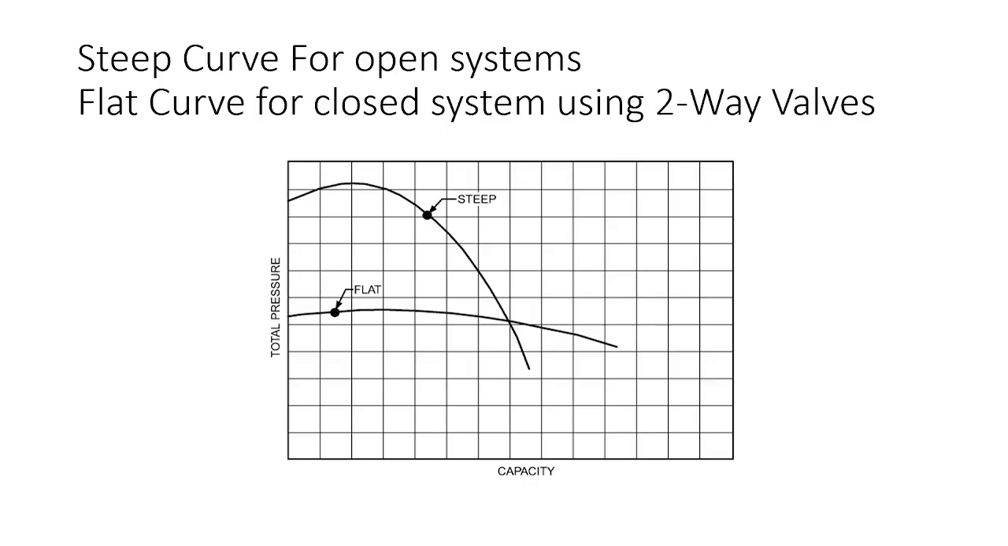So in the last I will tell you there are two different kinds of curve. One is a steep curve, one is a flat curve. These curves are from the supplier. Steep curve is used for open systems like our cooling towers, and flat curve for closed systems using two-way valves. So for chilled water, when we have a closed loop, we have to use this flat curve.